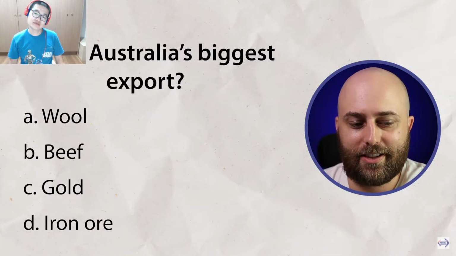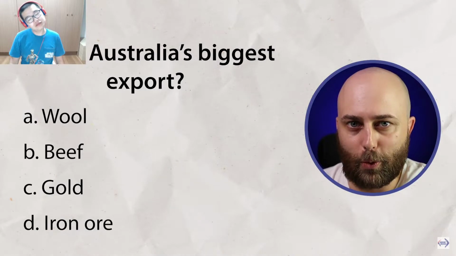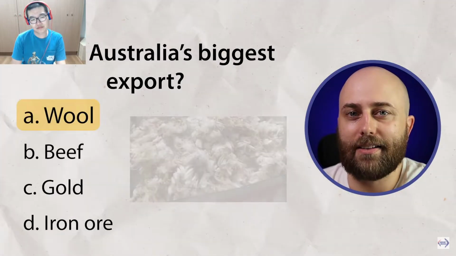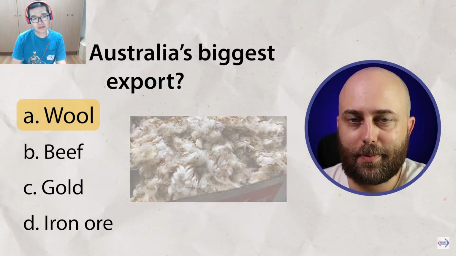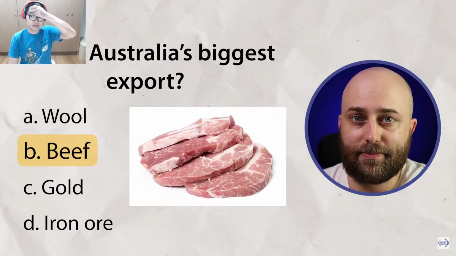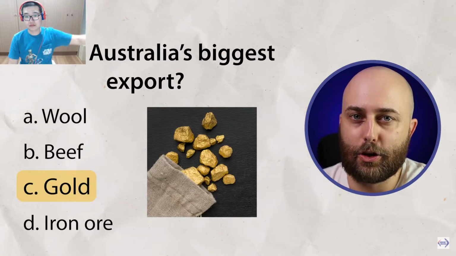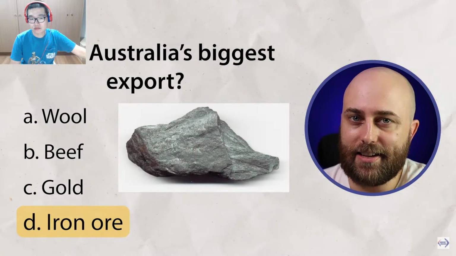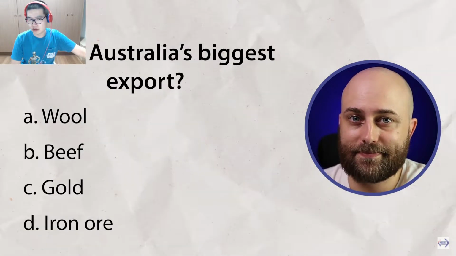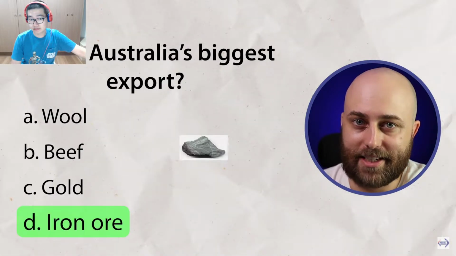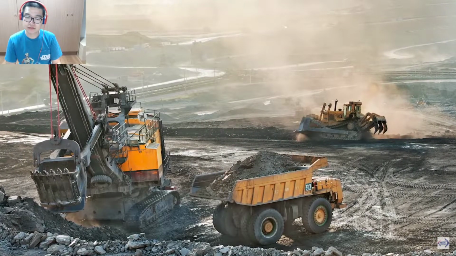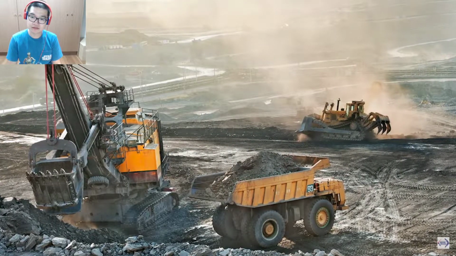Question 6. What's Australia's biggest export? A. Wool. B. Beef. C. Gold. Or D. 铁矿石 Iron ore. Iron ore, I think. The answer is D. It's iron ore. Australia exports nearly 1 billion tonnes of iron ore every single year, and it earns about $150 billion a year from that export.